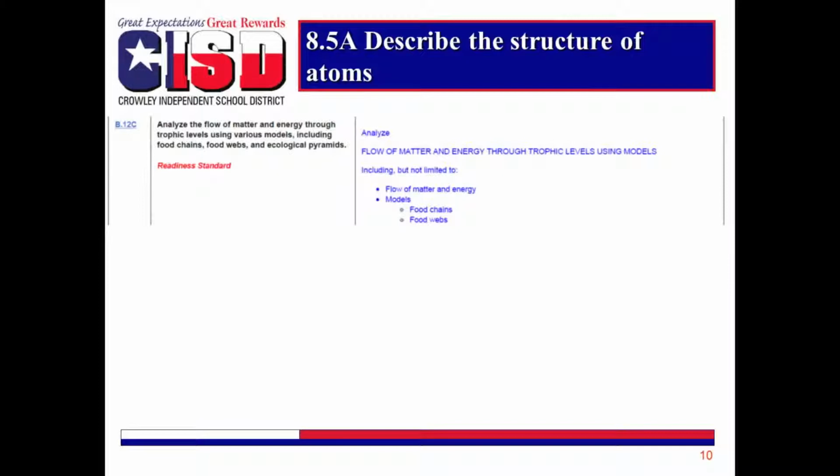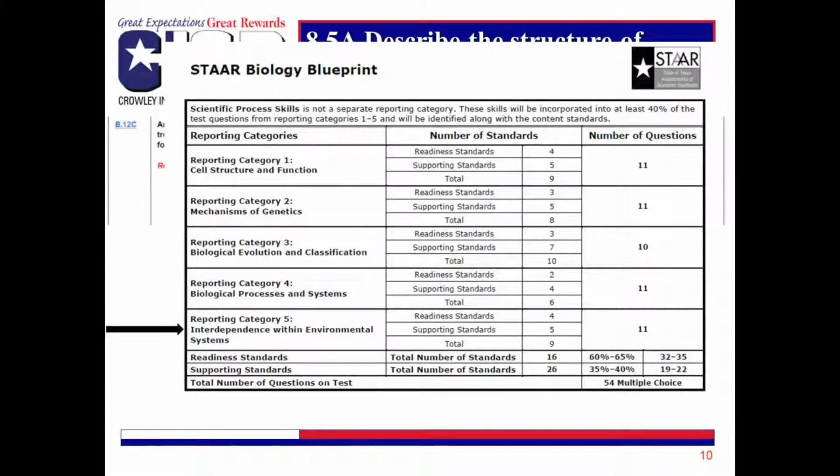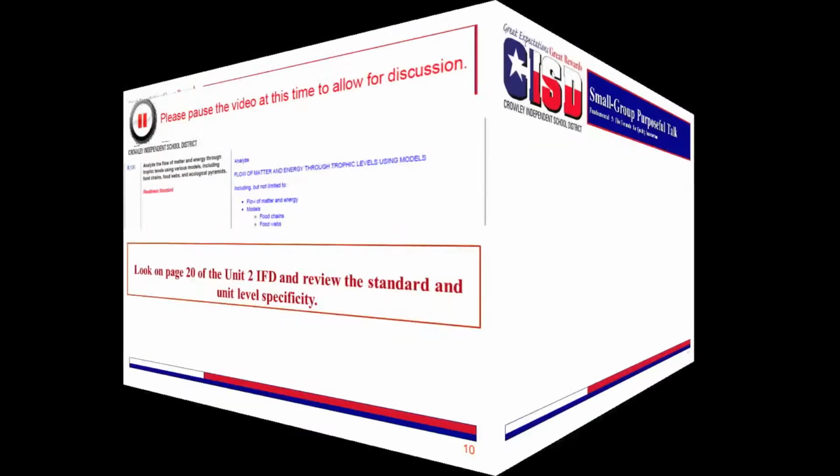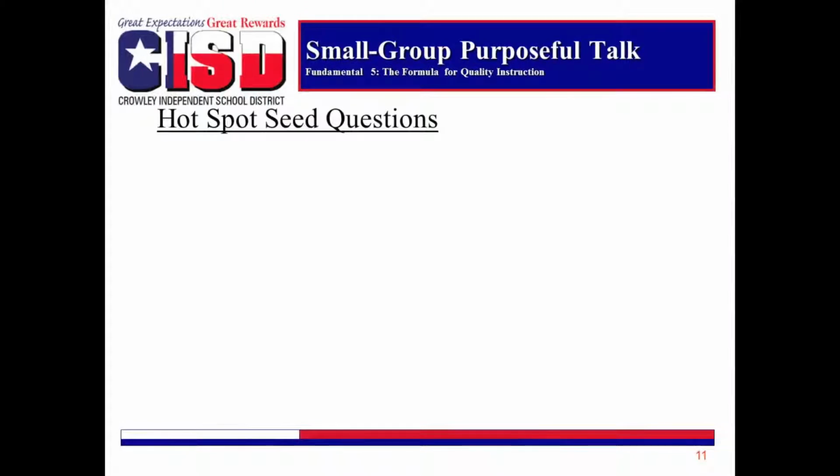Now let's focus specifically on the hotspot. As you can see, this is a readiness standard. This standard is part of Category 5, Interdependence within Environmental Systems, which makes up 20% of the EOC Blueprint assessment. At this time, we will pause for small group purposeful talk to discuss seed questions, both of which are attributes of the Fundamental 5.